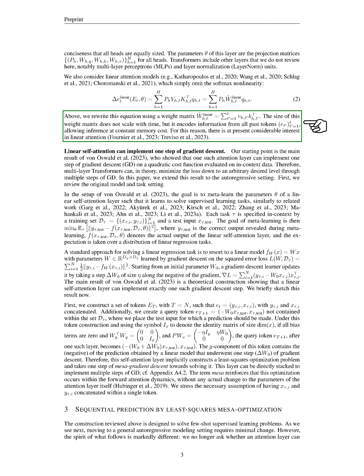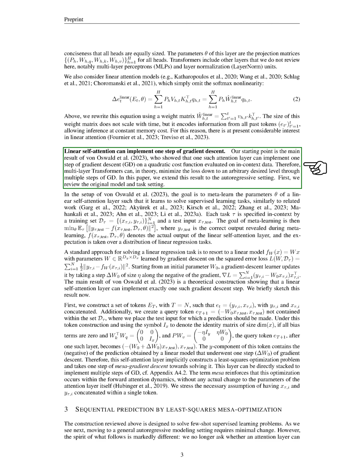In this paper, we delve into the concept of linear self-attention and its ability to perform a single step of gradient descent. This idea was initially proposed by previous researchers who demonstrated that a single attention layer could perform one step of gradient descent on a quadratic cost function, using in-context data. This implies that multi-layer transformers could theoretically reduce the loss to any desired level through multiple steps of gradient descent. We aim to extend this concept to the autoregressive setting in this paper.